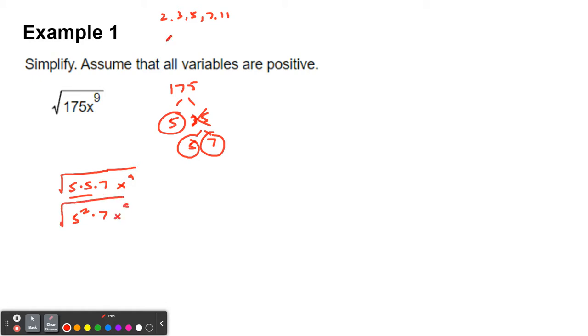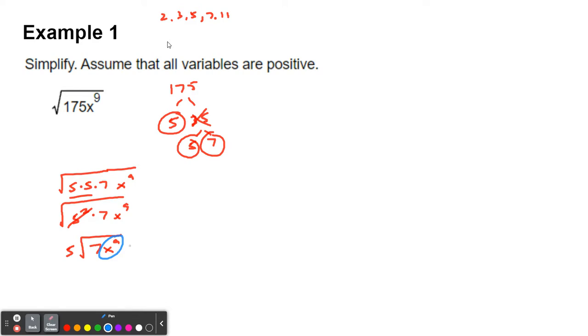You got that x to the 9th right here. So this 5 is going to come out. It's gone. The 7 stays inside, and there's what we have so far. And now how are we going to attack this x to the 9th? Well, I'm going to show you the expanded version first, and then I'm going to show you the shortcut.